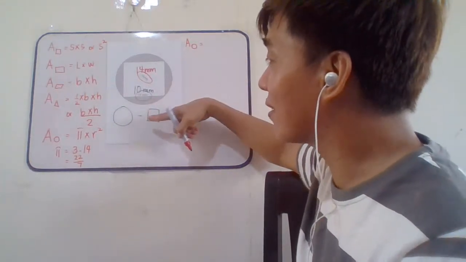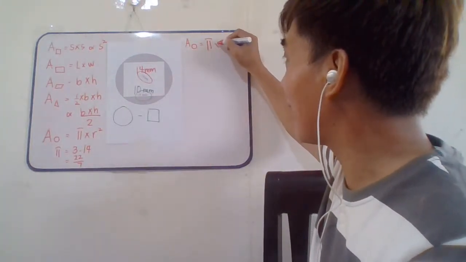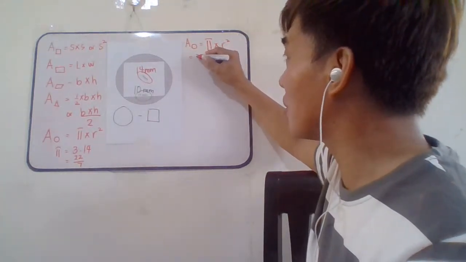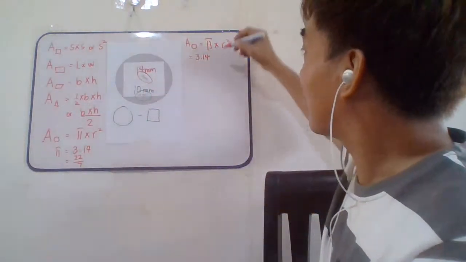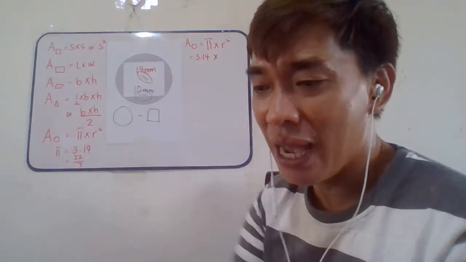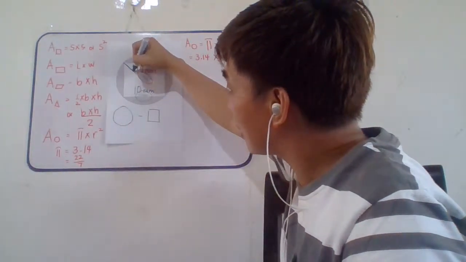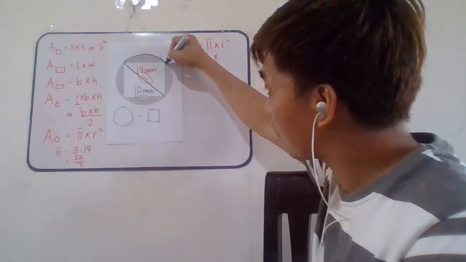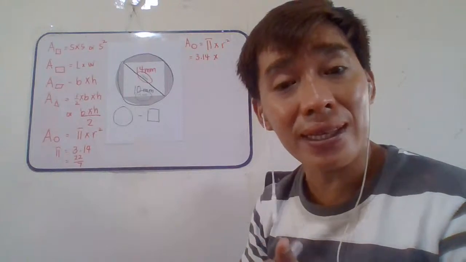The circle can be solved by multiplying the value of pi by radius squared. So the pi here we will just use 3.14, times the radius. The radius is half of the diameter. I just want to make it clear. The 14 here is the diameter of the circle. Okay, the 14 is the diameter of the circle.